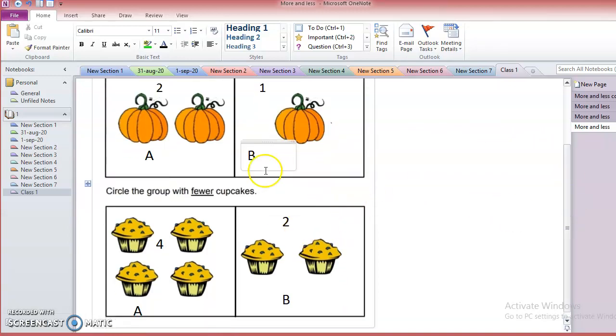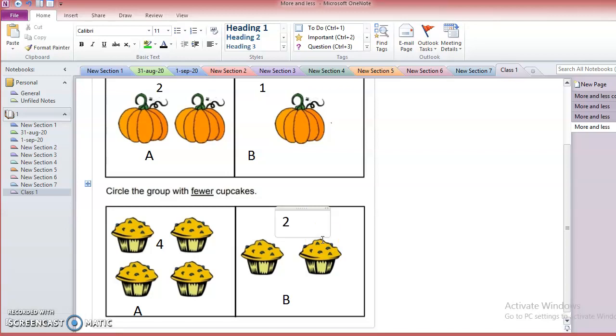When you talk about these cupcakes, group A is having how many cupcakes? 4. Group B is having how many cupcakes? 2. And the question asks which group is having fewer cupcakes. So you want to find out the smaller number. 4 is smaller or 2 is smaller? You will say, sir, 2 is smaller than 4. So group B is having fewer cupcakes than group A.